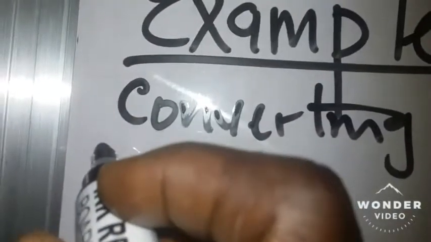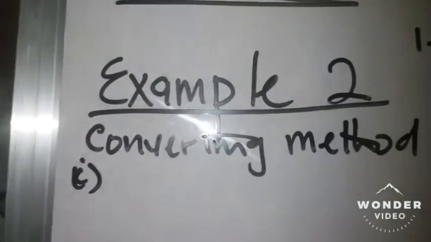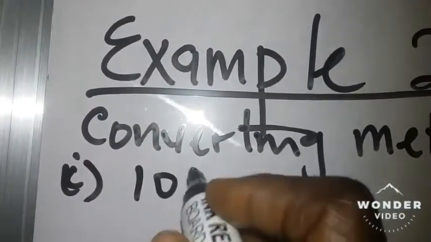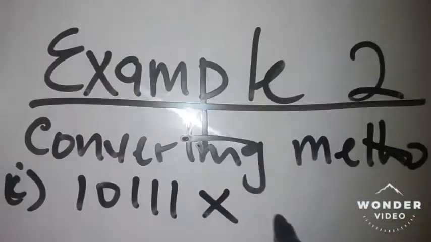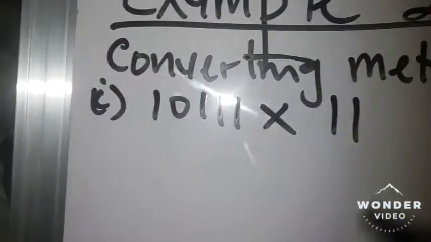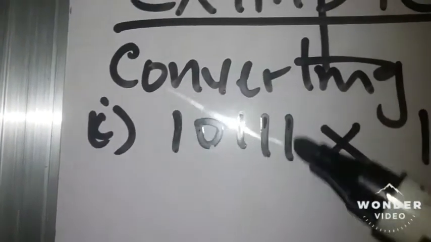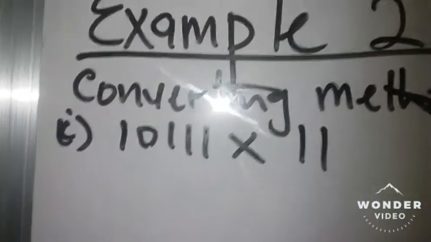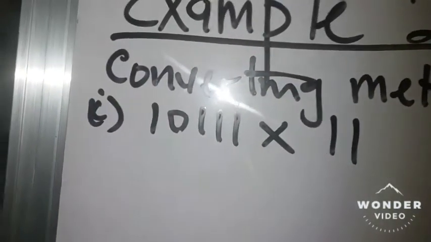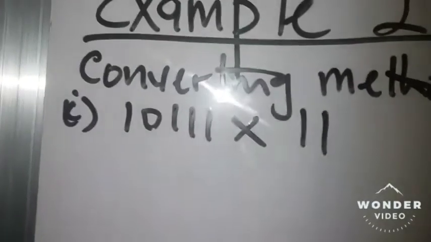One question on it. That's 10111 times 1. You can see 10111. By the time you are now multiplying, it will take the whole of your book. Unlike this one that has just 3 digits and 2 digits, but this one has like 1, 2, 3, 4, 5 digits. So for you to work conveniently, that's why we are using the converting method.